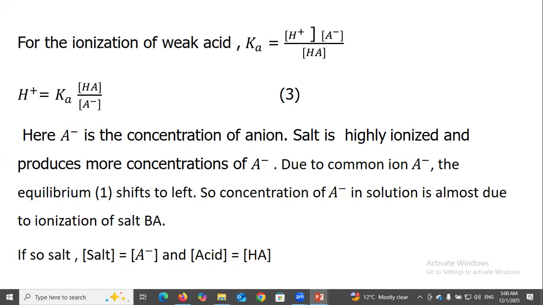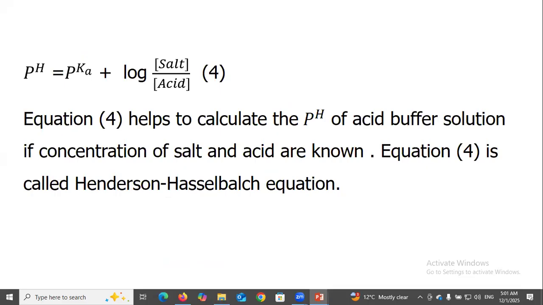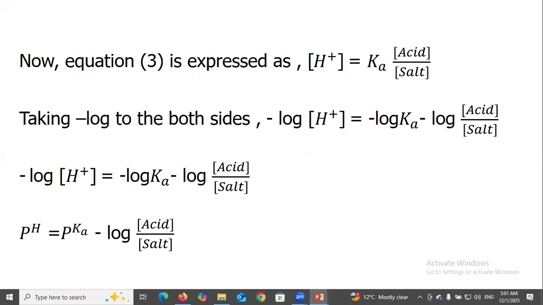So [salt] equals [A-] and [acid] equals [HA]. Now equation 3 is expressed as [H+] equals K acid over salt. Now taking the log on both sides, minus log [H+] is equal to minus log K minus log acid over salt. So pH equals pK minus log acid over salt, so pH equals pK plus log salt over acid. Equation 4 helps to calculate the pH of an acidic buffer solution if the concentrations of salt and acid are known. Equation 4 is called the Henderson-Hasselbalch equation.